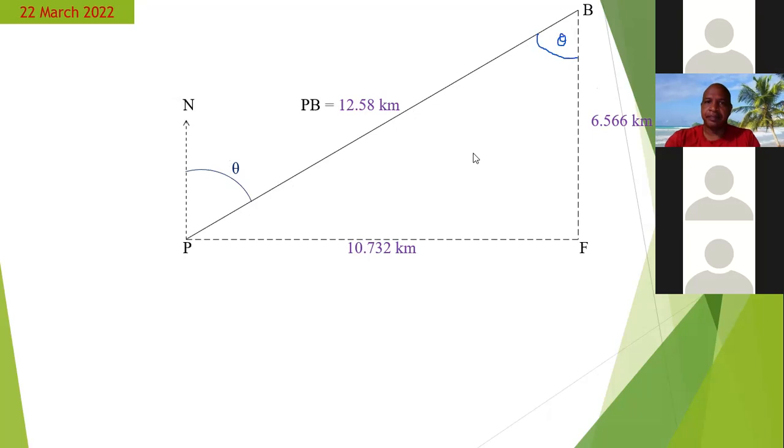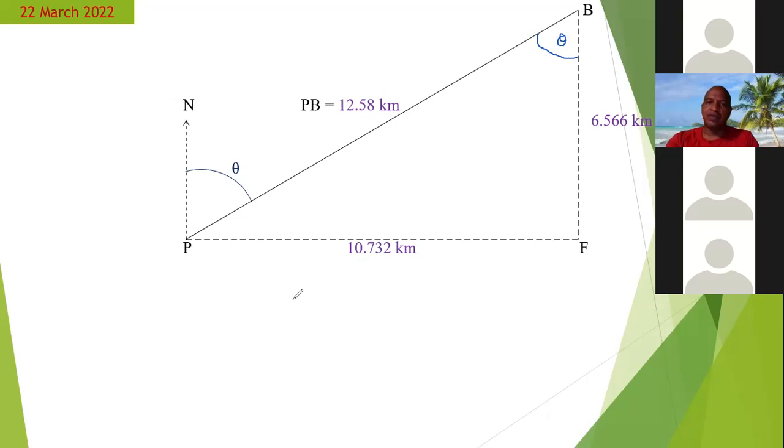Basically, form one triangle from the north line going up there, and then flip it. The adjacent would have been 6.566, and then the base, and you'd have the opposite. For angle theta, you'd have opposite over adjacent. You want to calculate angle theta? So it would be the opposite, which is 10.732, over the 6.566.